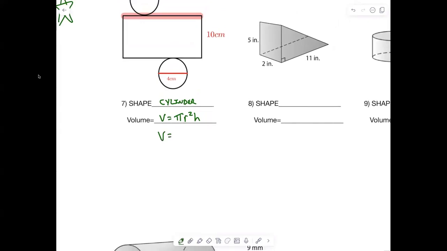Someone be brave. What's the radius? Titus. 2. Thank you, sir. It is 2 because 4 represents the what? Diameter. Thank you. What's the height? 10. That is correct. Don't forget to square it.